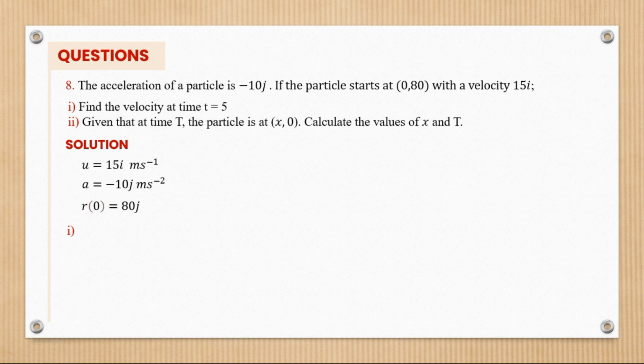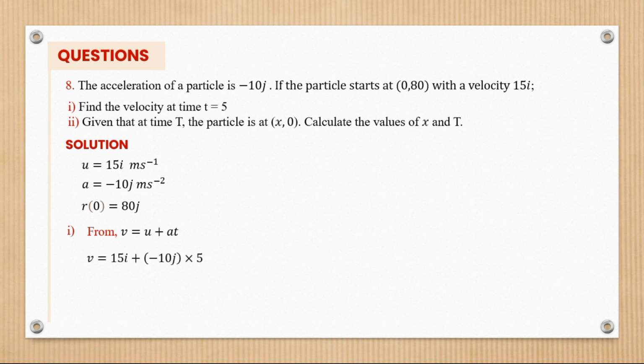So first of all, we want to find the velocity at time t equals 5. What are we going to do? We're going to use the first equation of motion, because we know what the u value is, we know what acceleration is, and we know the time that we are given. So you can use that to find that velocity v.